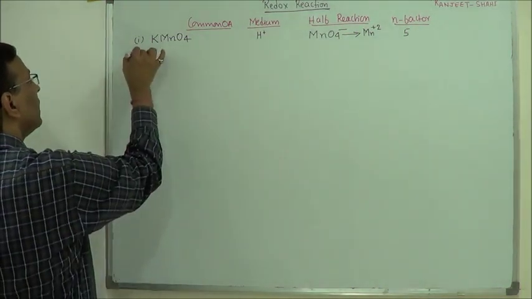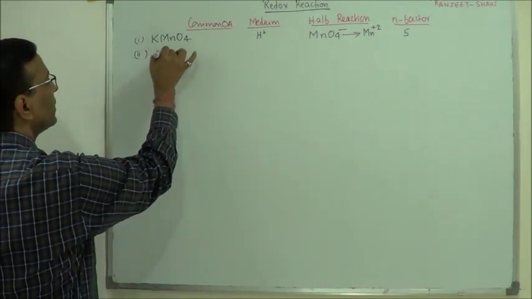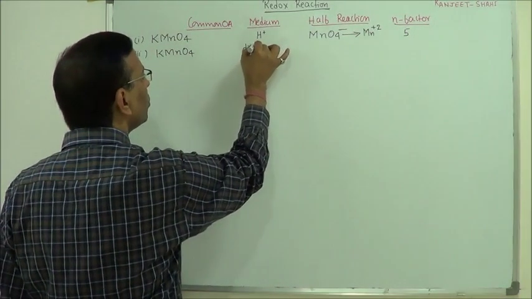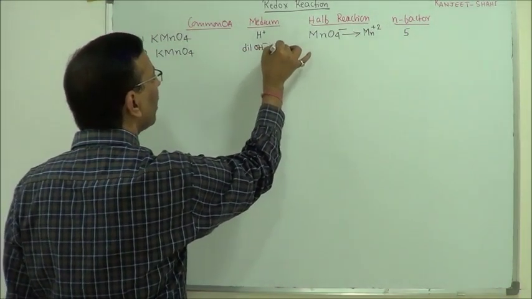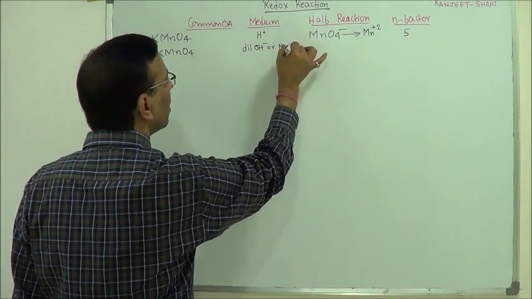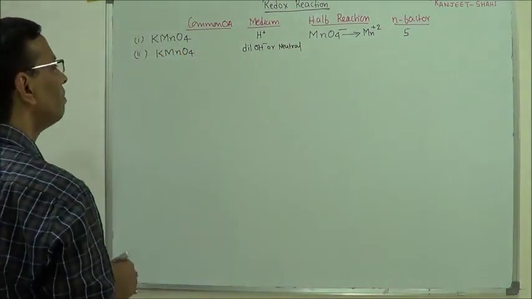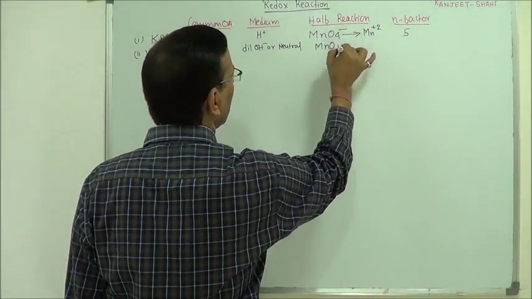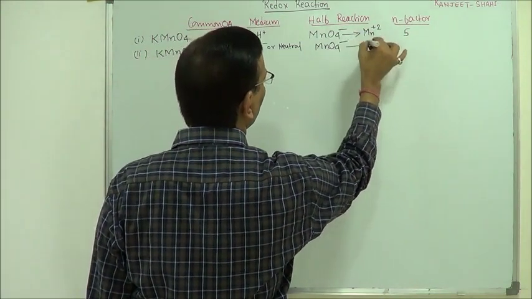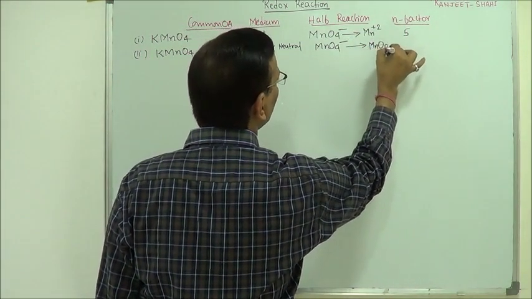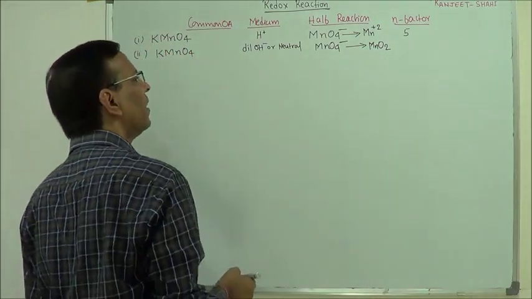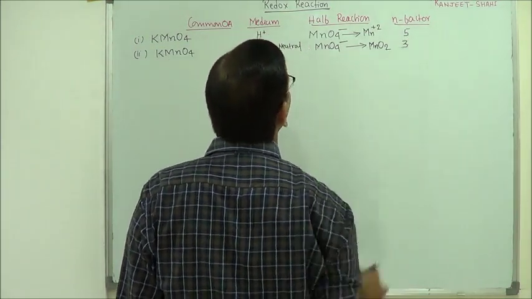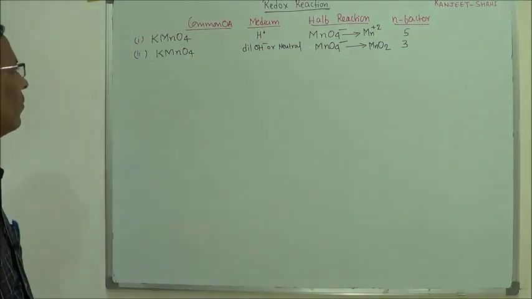But if the same potassium permanganate is used in dilute alkaline medium or even neutral medium, permanganate is converted to MnO2, and in that case the change in oxidation number will be 7 to 4, so 3.